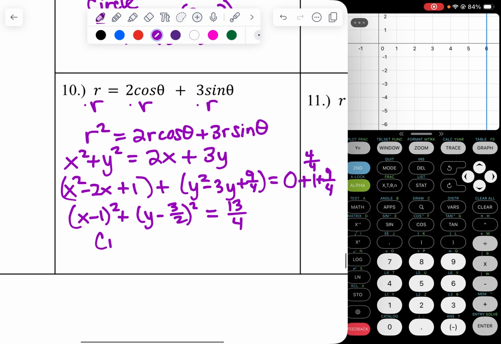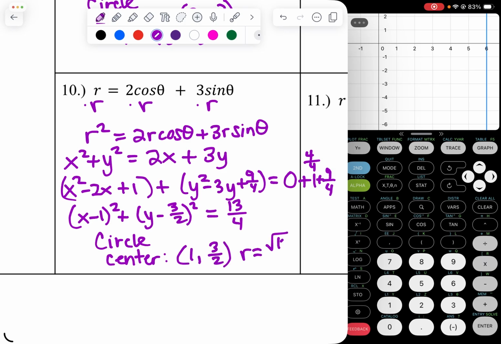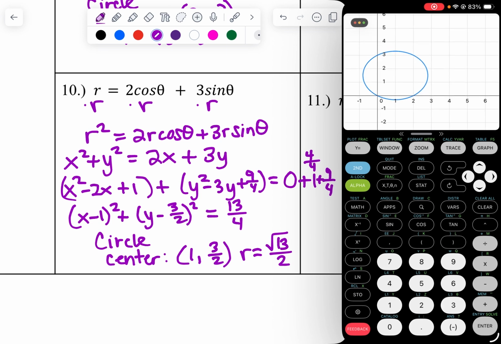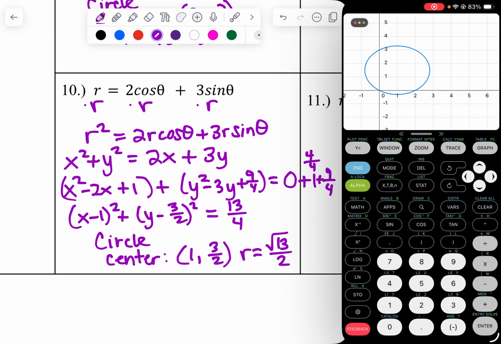And so again, circle, since it's x squared and y squared, the center would be positive 1, positive 3 halves, and the radius would be the square root of 13 over 2. So let's check this quickly. So 2 cosine of theta plus 3 times the sine of theta. There's my circle centered at 1 and 1.5. Radius square root of 13 over 2.